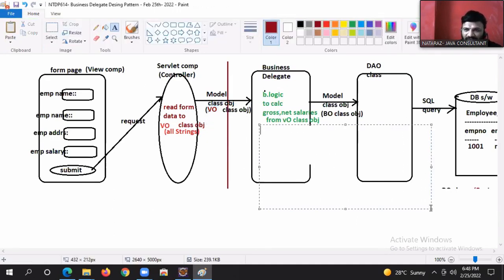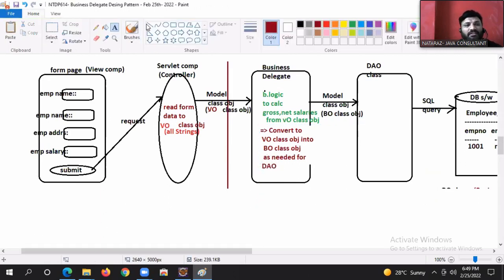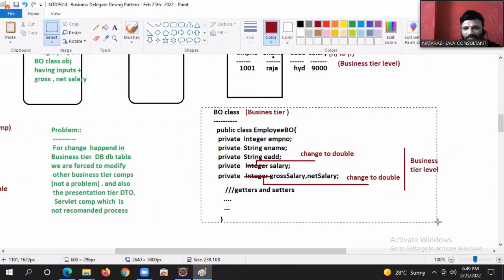Now tell me, guys. This is a special situation. Convert VO class object into BO class object as needed for DAO. I think you got the use case for VO, guys. Perfect use case for VO. Sir, how the problem is solved? Wait, my dear, wait. How the problem is solved?